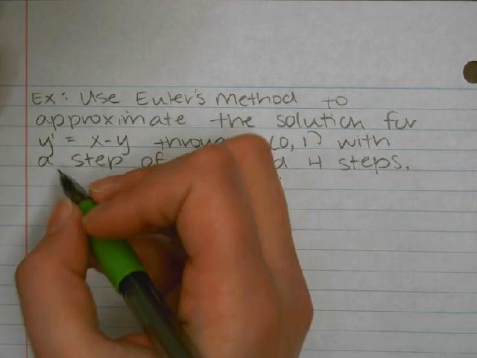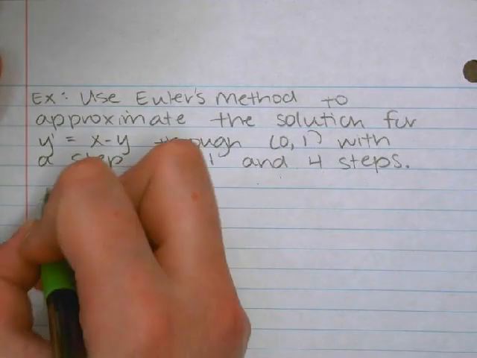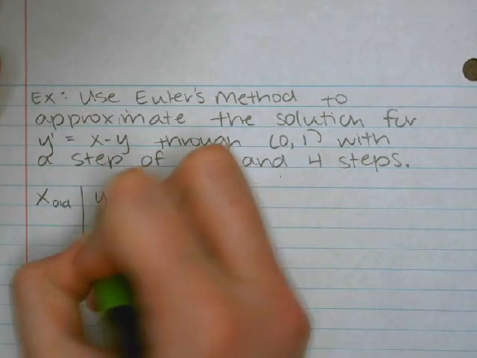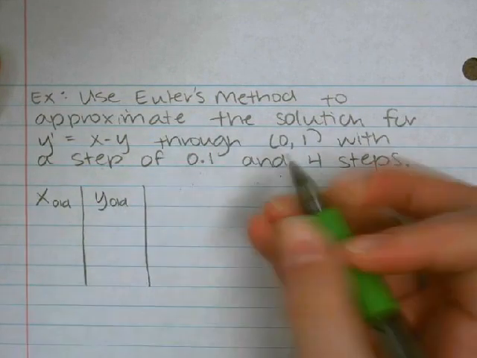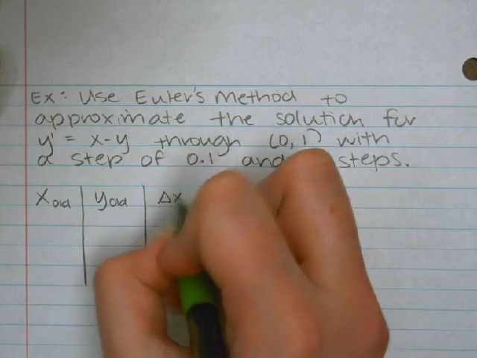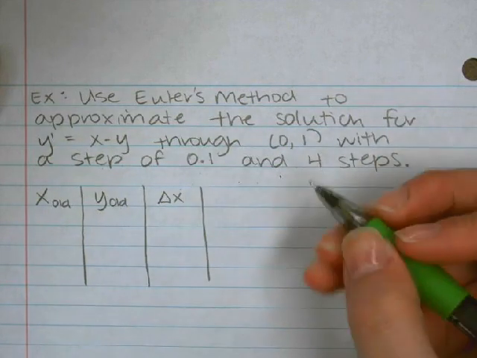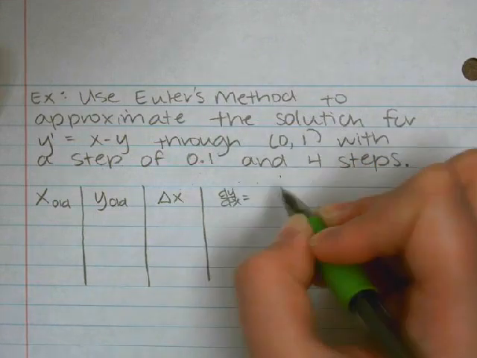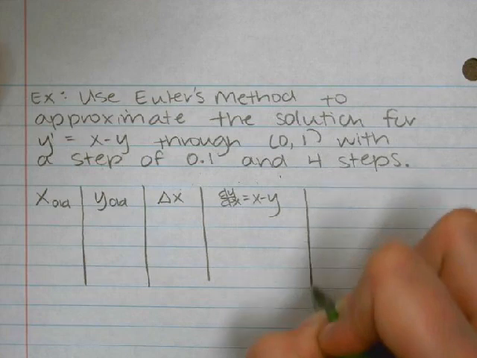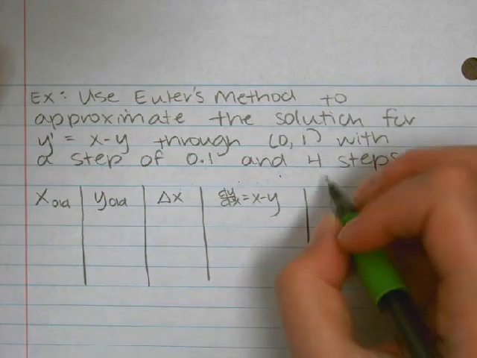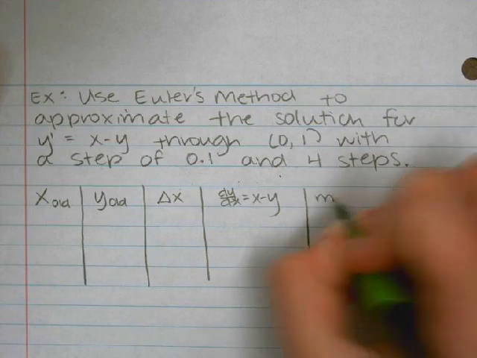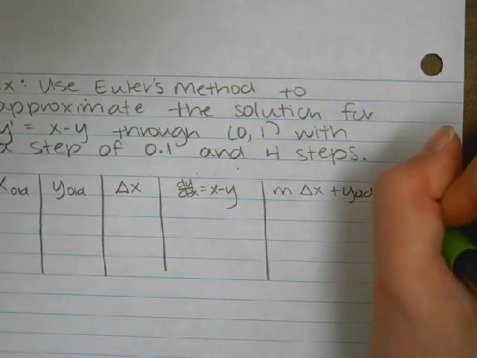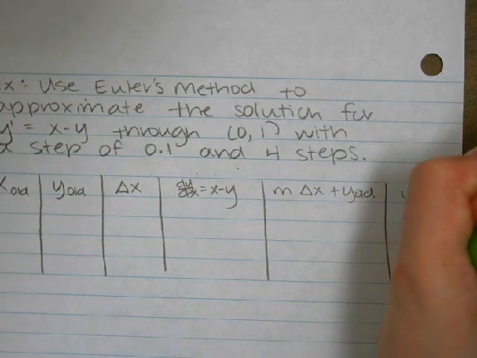All right. So here is the table that we're going to make. I call it x old, y old. I've seen some people just call it x, y. And then we're going to have our step size. You can label this as delta x, or h, whichever you prefer. Then we have our slope, which is our differential equation. So dy/dx equals x minus y. Yes, I switched it. No, I don't know why I did that. And then what I write here is m delta x plus y old. Reminds me of y equals mx plus b. And then we have y new.